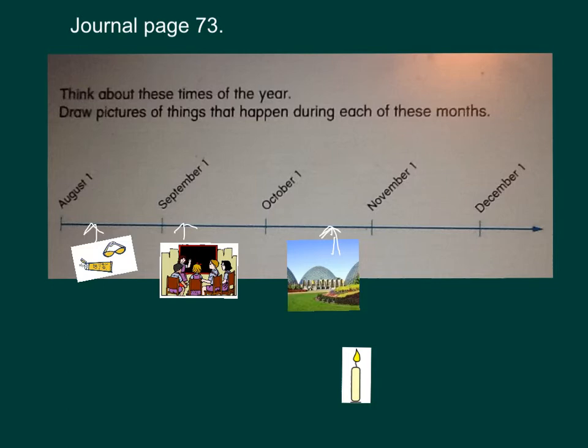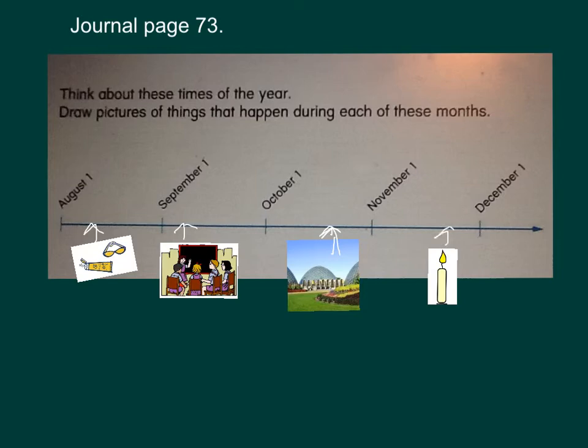And then lastly, in November, right before we left for our break, we did candle making. And that was toward the end of the month, so I'm going to put the candle toward the end of the month and draw an arrow up to our timeline.